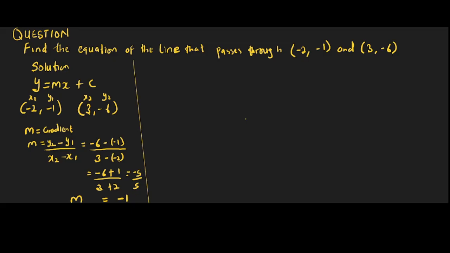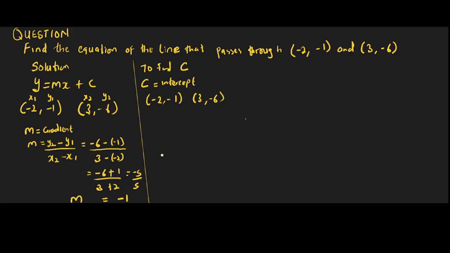So we've gotten our gradient. We now need to find our c. To find c, c is equal to the intercept. To find our c, which is the intercept, we use any of the given points. The points given in the question are (-2, -1) and (3, -6). We make use of any of these points to get our c.